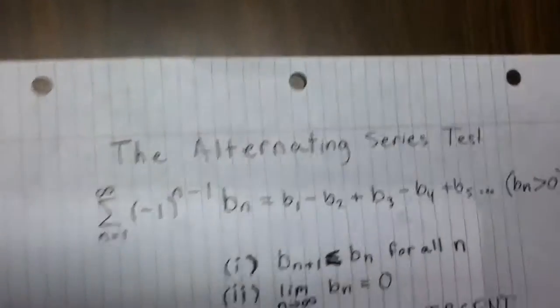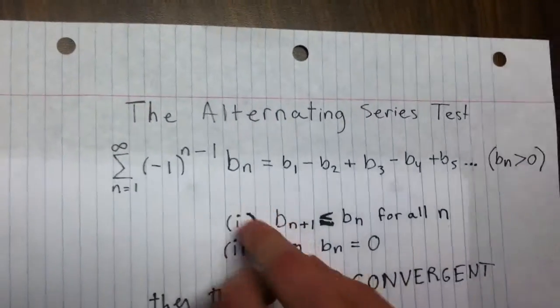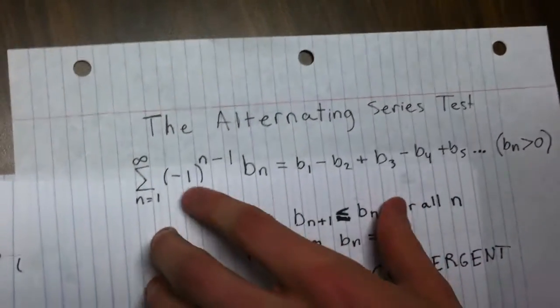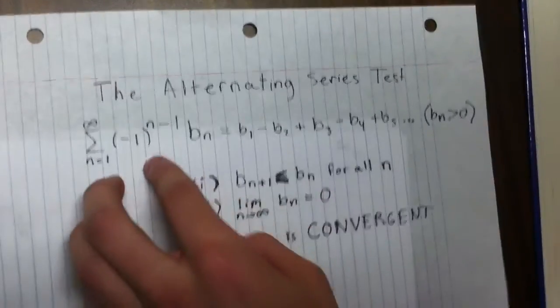Today we're going to be doing the alternating series test. An alternating series is a series whose terms are alternately positive and negative. Here we have a piece of paper with alternating series test written on it. Okay, so imagine this is an alternating series.